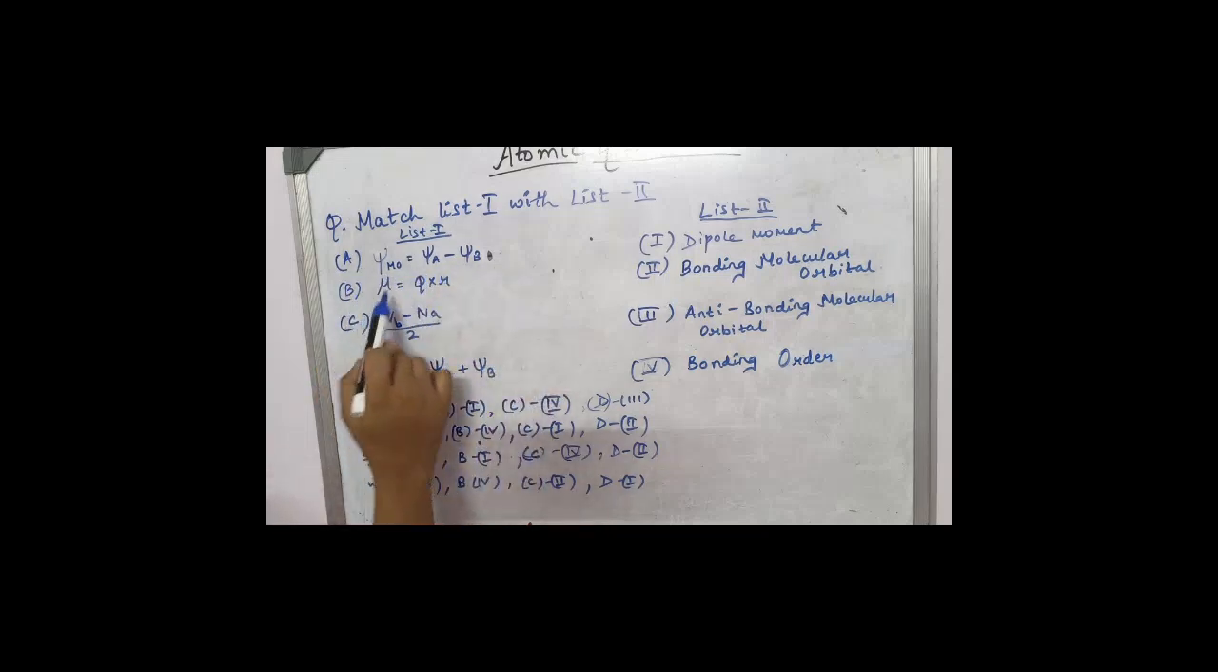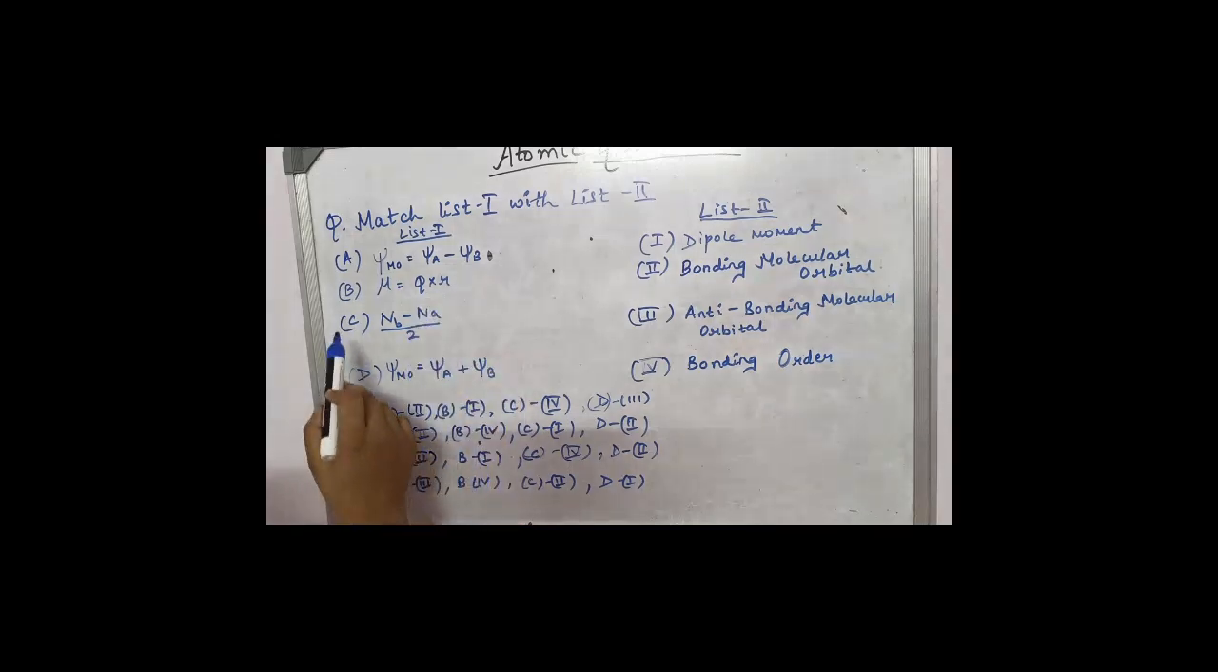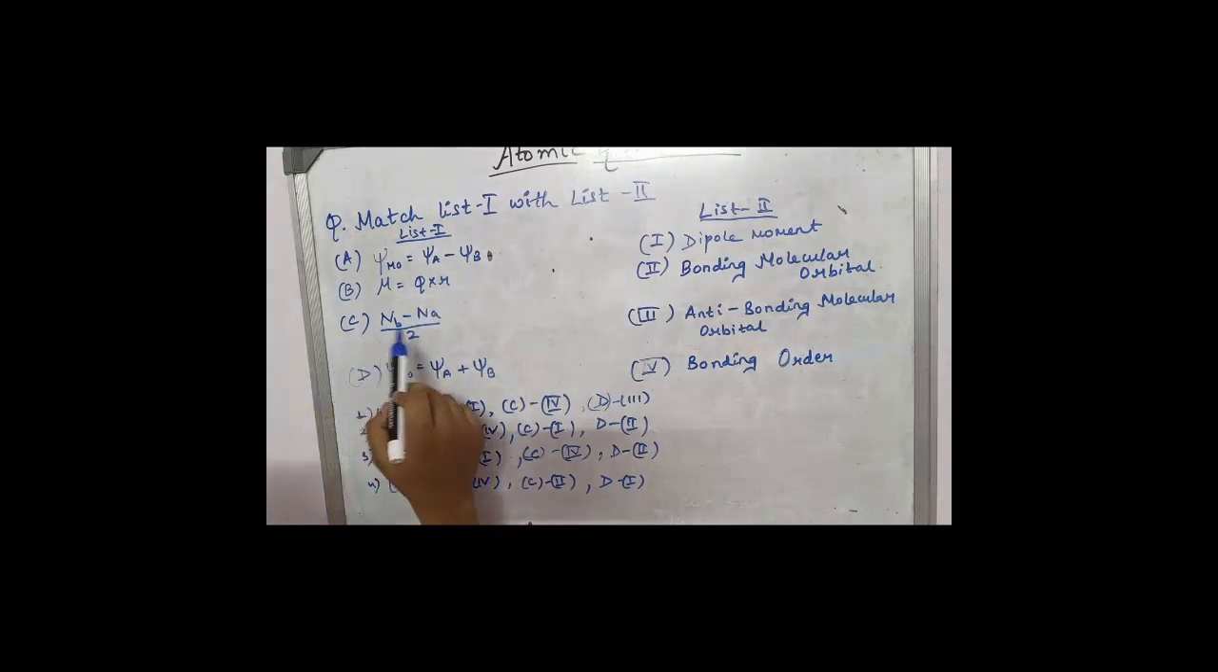Mu is the dipole moment. Mu is Q into R, that is, charge into the distance between the charges. And the next one is Nb minus Na by 2. Nb is the number of electrons in the bonding molecular orbital minus the number of electrons in the anti-bonding molecular orbital, by 2. And D is psi MO is equal to psi A plus psi B.